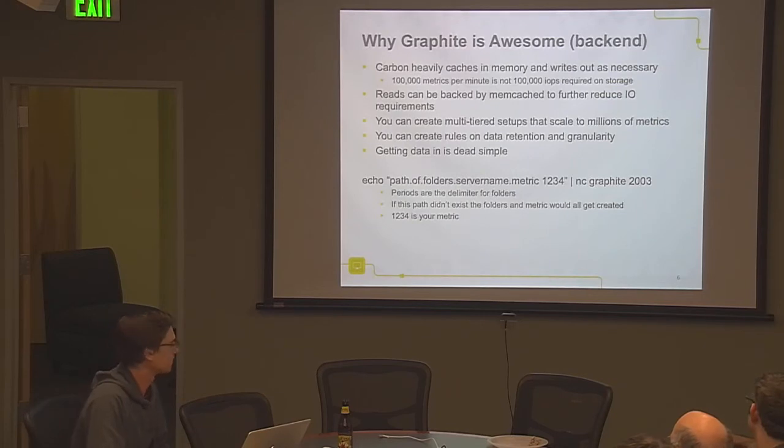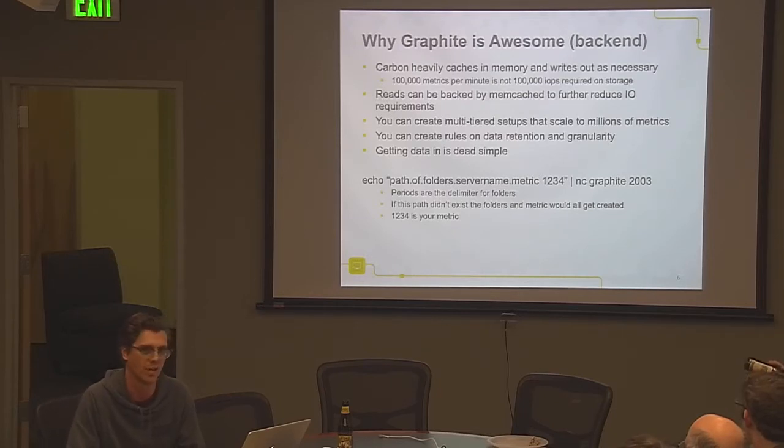Why it's awesome, especially versus some of the other systems. Carbon heavily caches in memory and only writes out to disk when necessary. And this is pretty important. 100,000 metrics being collected a minute is not 100,000 IOPS. You can really scale a Graphite server by letting it do most of the work in memory and letting it only write out when it needs to. And it'll write out more than one data point. So you can kind of flex the fact that you're probably stuck with spindle storage.